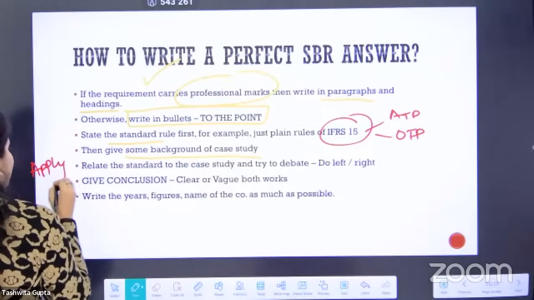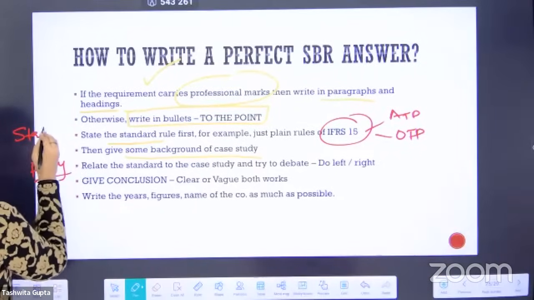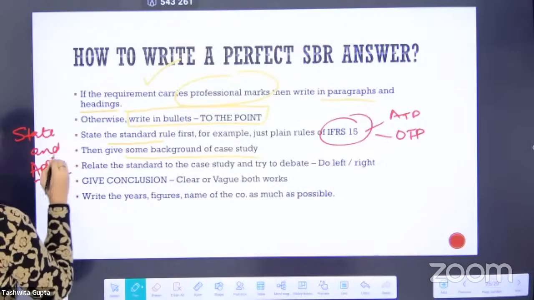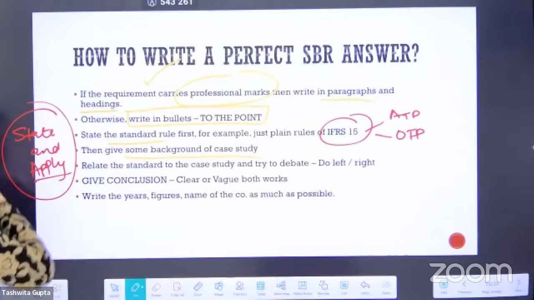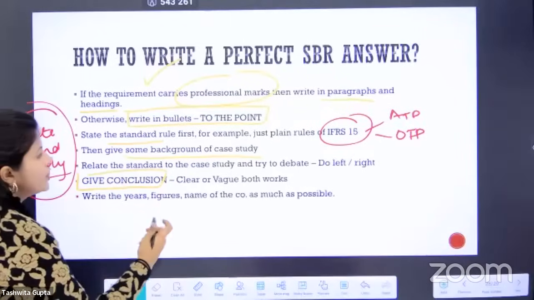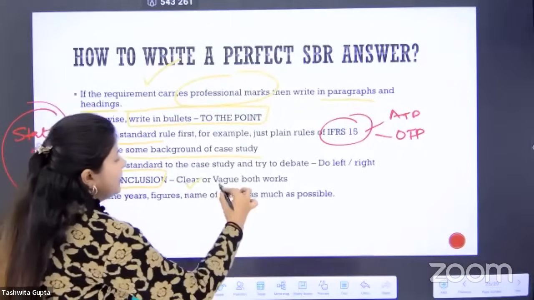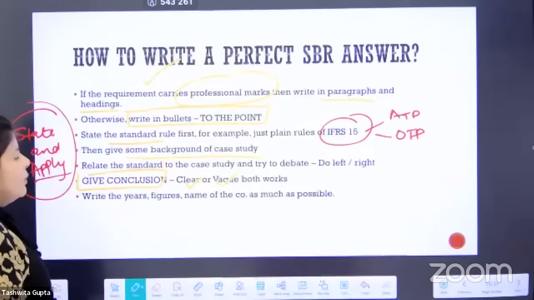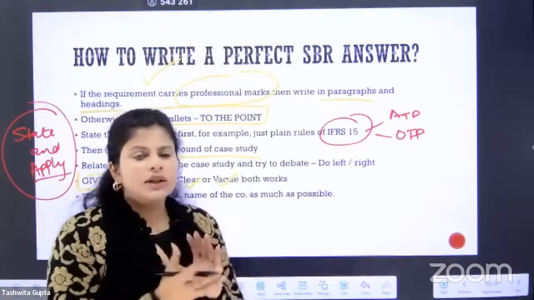So what I'm doing, I'm stating the standard and I am applying the standard. State and apply. Give conclusion. This conclusion can be clear, it can be vague. What do I mean by a vague or a clear conclusion?